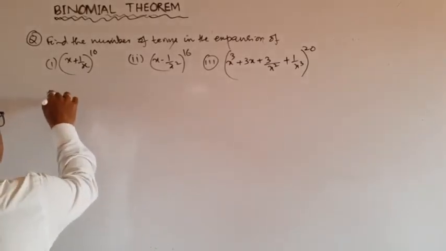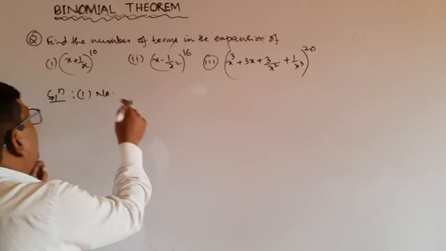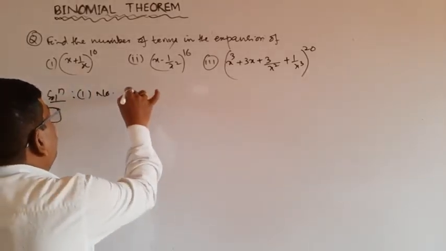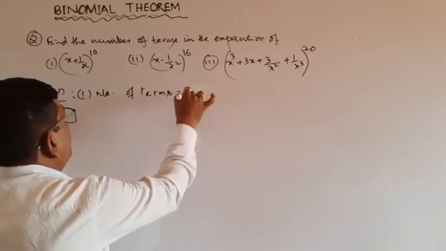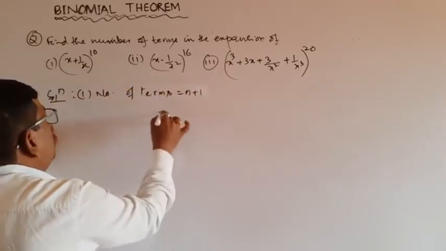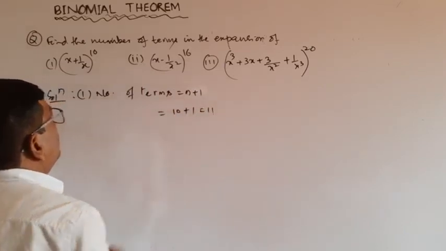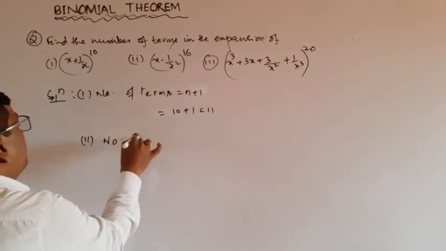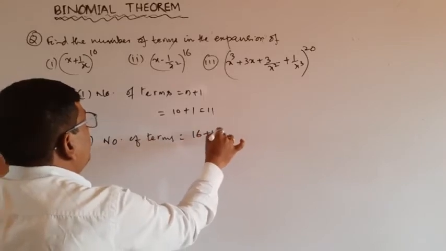Solution. Since it is a binomial expression, number of terms is equal to n plus 1. Here n is 10, so n plus 1 is equal to 11. Solution of number 2: number of terms is equal to 16 plus 1, that is 17.